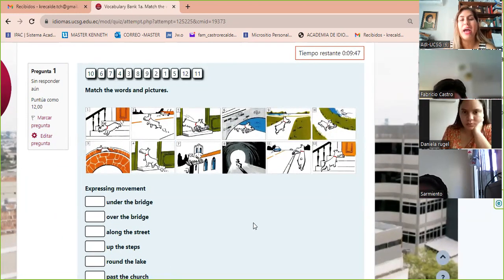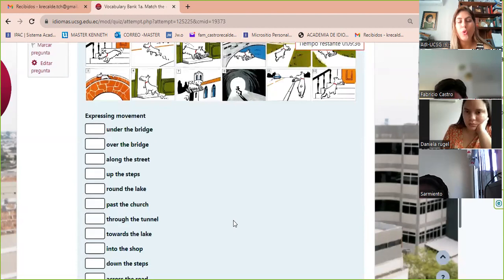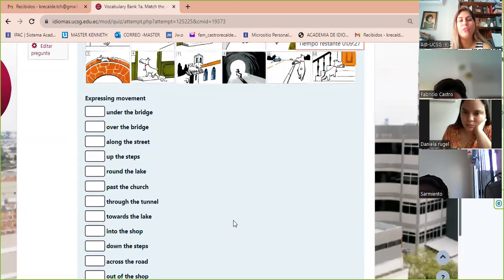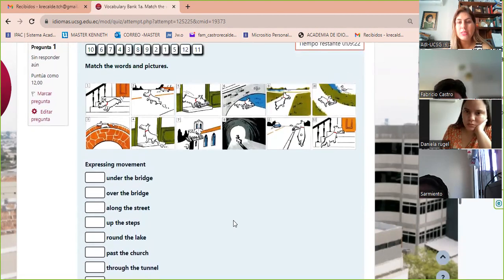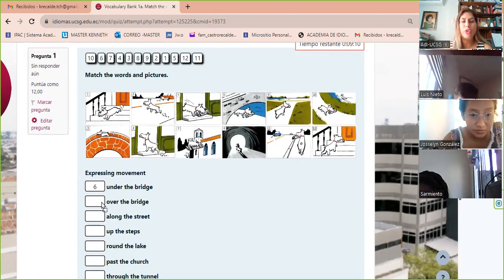So let's check. We have under the bridge, over the bridge, along the street, up the steps, round the lake, past the church, through the tunnel, towards the lake, into the shop, down the steps, across the road, out of the shop. I'm going to help you with one. Under the bridge is number 6. Over the bridge is number 3, yes. Okay, do the others, please, and then we check the prepositions.